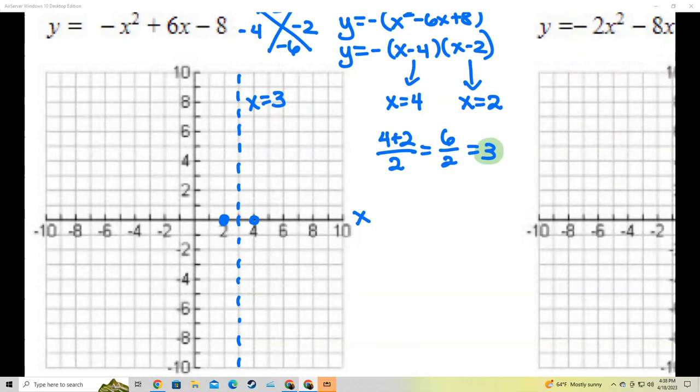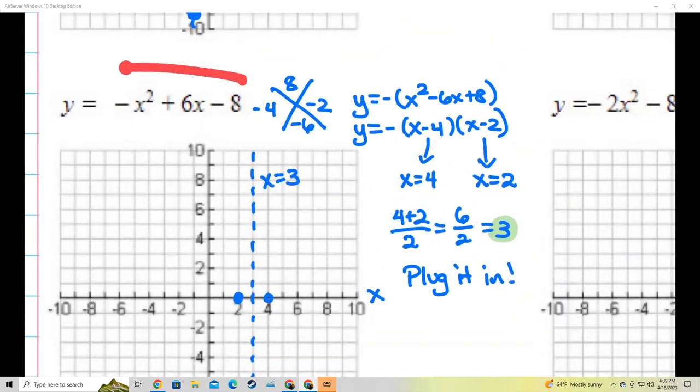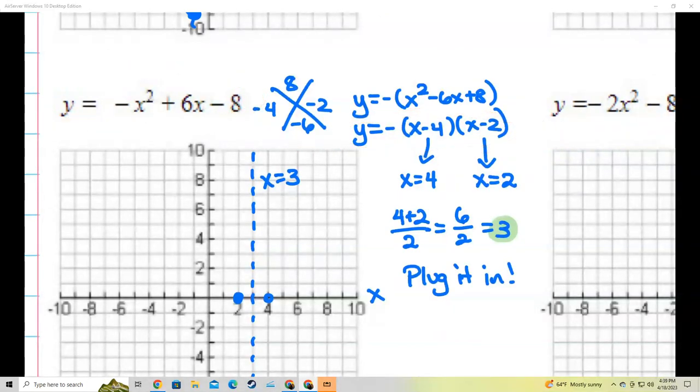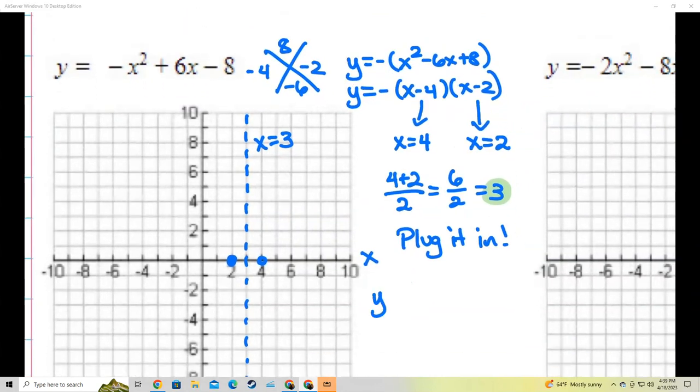To get the second part of the vertex, you plug it in. So I'm going to take that 3, plug it into your equation. Now, you can plug it in here, or you can plug it in here. Both ways are going to work. Me personally, I think these ones are easier. So I'm going to plug it in right here, and let's see what we get. I get y is equal to negative parentheses 3 minus 4, parentheses 3 minus 2. All I did was I took my x value and I substituted it here and here.